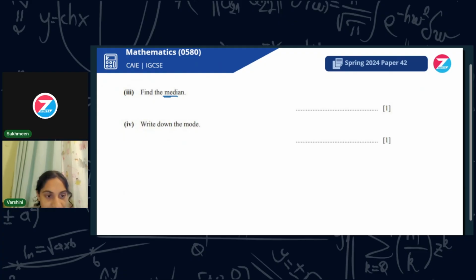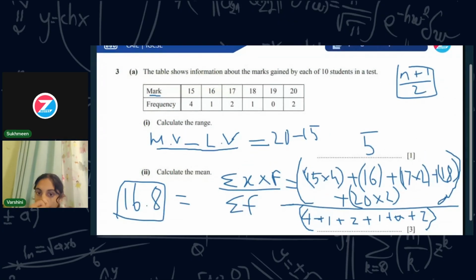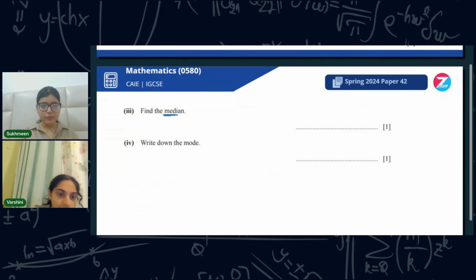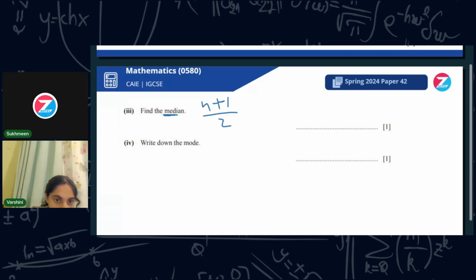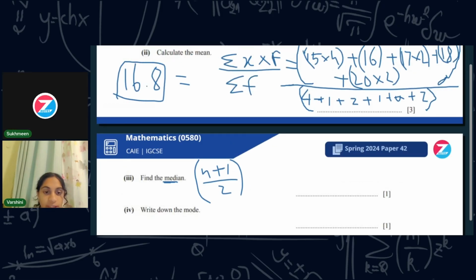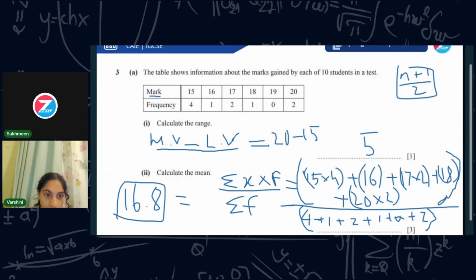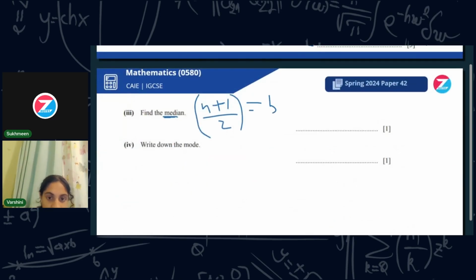Now they want us to find the median. The formula for the median is the (n plus 1) over 2 th value. Here n is the sum of the frequencies, which we already know is 10. So it's going to be 11 by 2, and if you put this in your calculator, you should get 5.5. Now we need to find the 5.5th value.